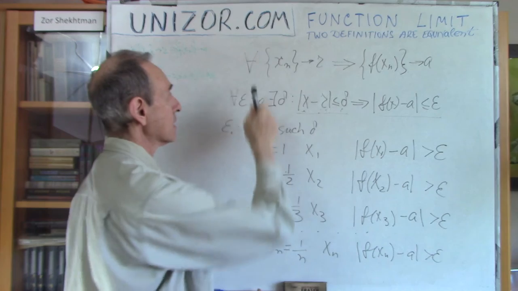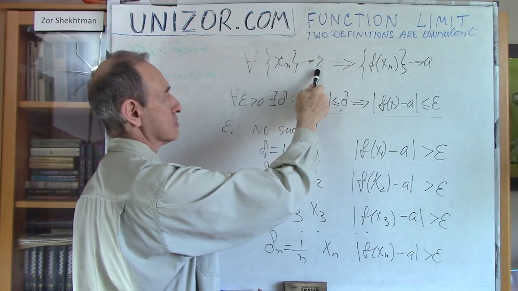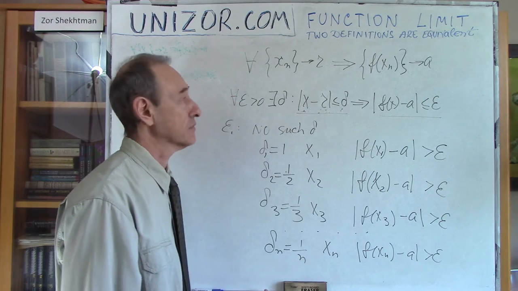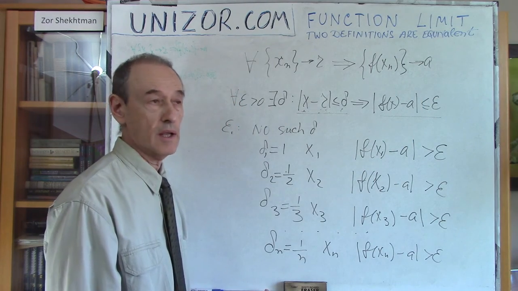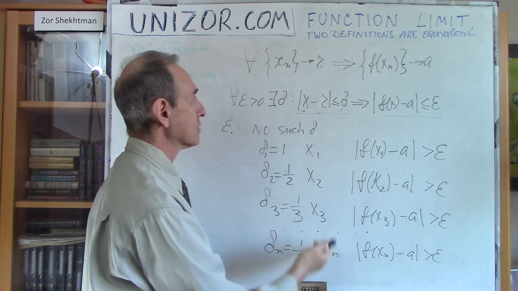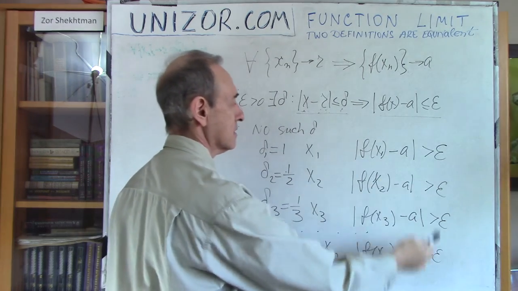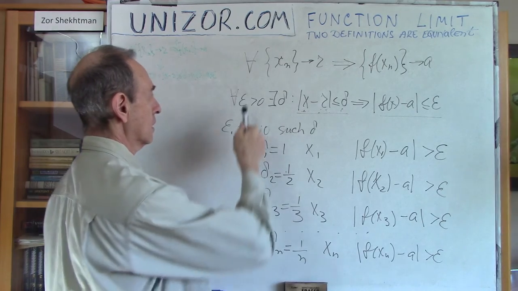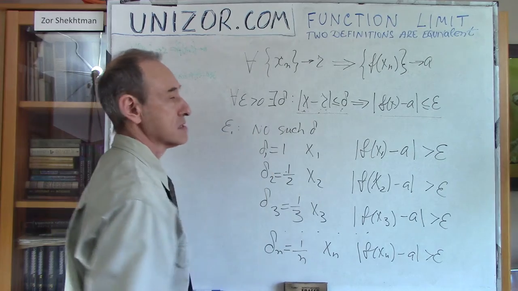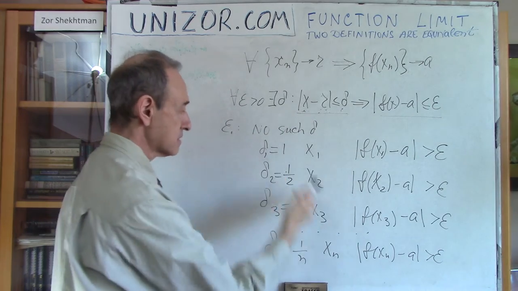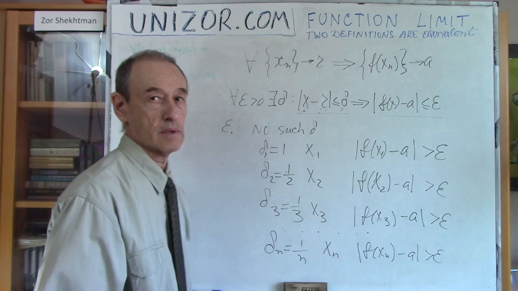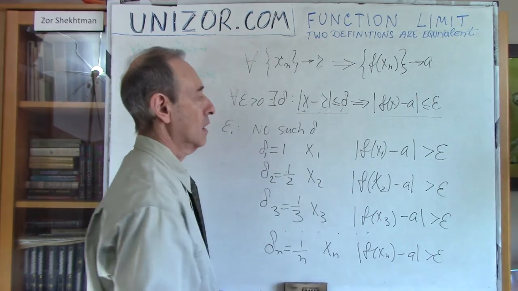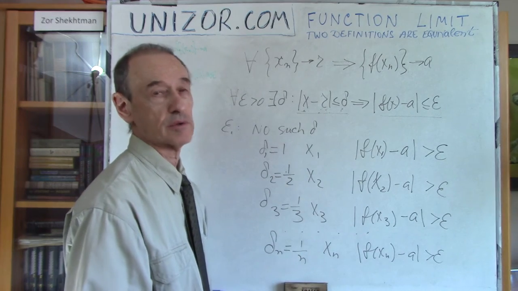So it's a contradiction with my premise. You see, this is what's important about this "any." I said that any sequence of the argument which goes to r results in a sequence of values of the function which is converging to a. And now I'm explicitly constructing one particular sequence for which this is not true. What does it mean? That my initial negation leads to a contradiction with my premise. So my initial negation is wrong, which means that this is true. And that's the proof, basically. That's the end of the proof.